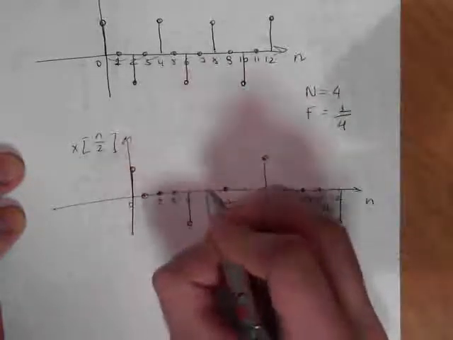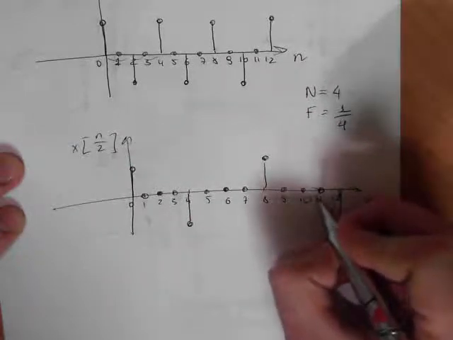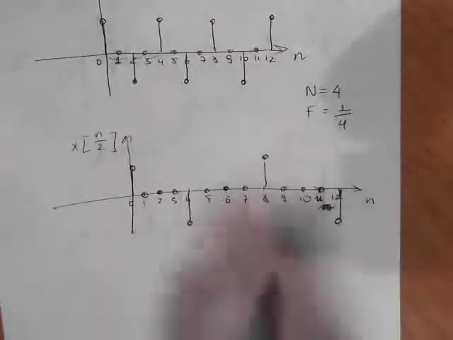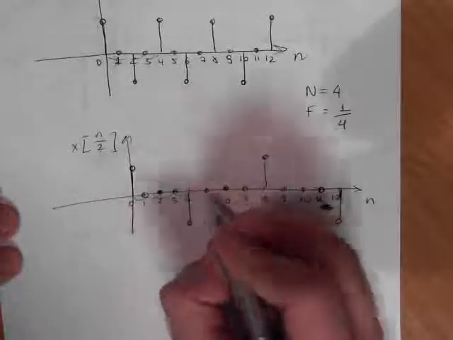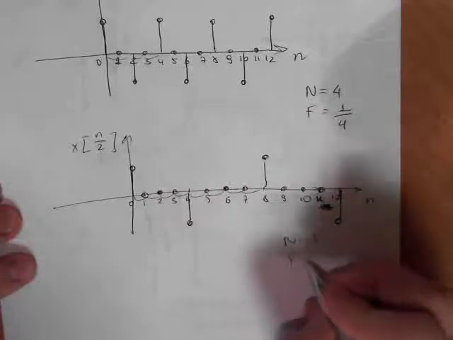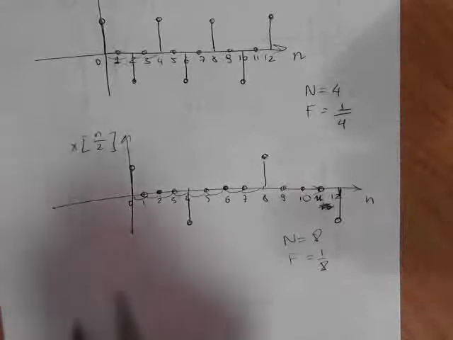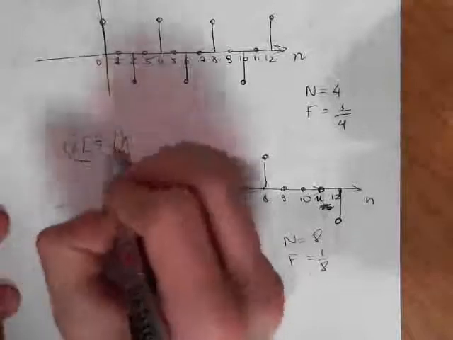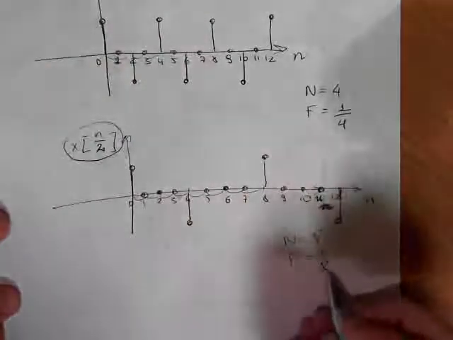So all these gaps are zeros. So we get some empty gaps. Again, all these gaps are zeros, and you can see if you calculate 1, 2, 3, 4, 5, 6, 7, 8, now N is 8. So f is 1 divided by 8. So it means that here the frequency is reduced, as we have division here. Frequency is reduced.